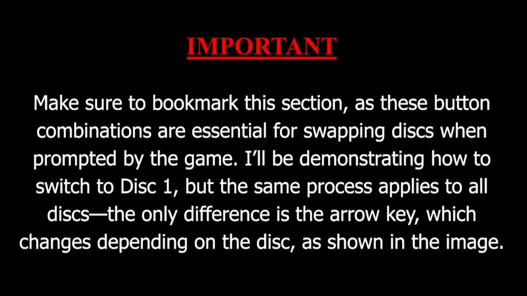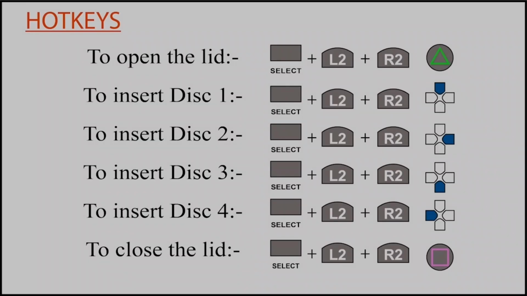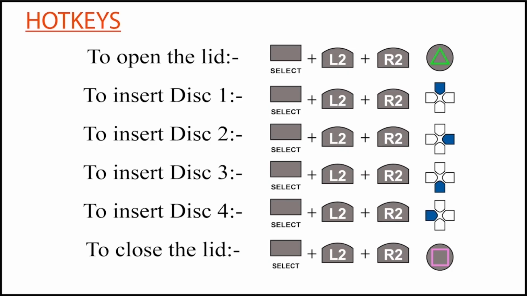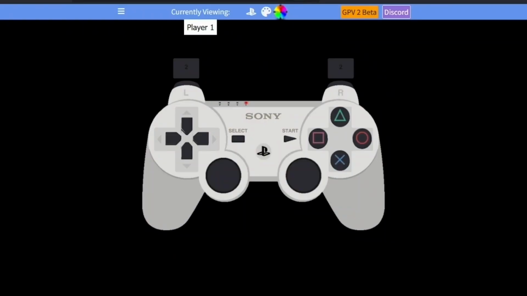Be sure to bookmark this section, as these button combinations are essential for swapping disks when prompted by the game. I will be demonstrating how to switch to disk 1, but the same process applies to all disks. The only difference is the arrow key, which changes depending upon the disk, as shown in the next image. Let me show you the process step by step, and afterwards, I'll demonstrate the actual disk swap.